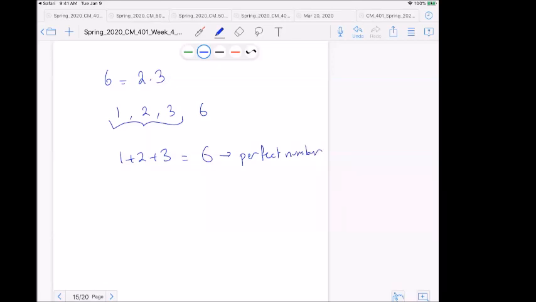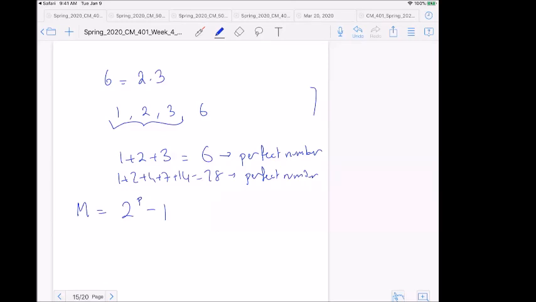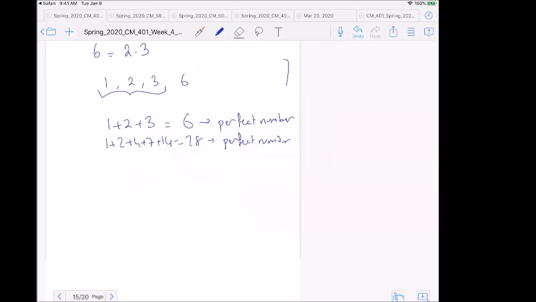For example, 28. The divisors are 1, 2, 4, 7, and 14, and they add up to 28. This is also a perfect number. Why I mentioned that is because there's actually a connection between perfect numbers and Mersenne primes. Let's say that we have a Mersenne prime n, which is 2 to the p minus 1. Let me write it in a better form, guys, sorry about that.